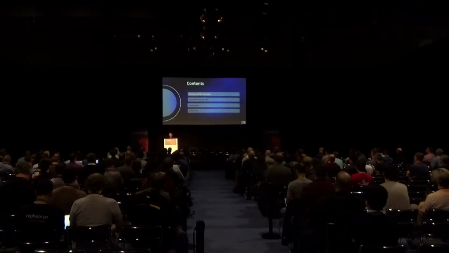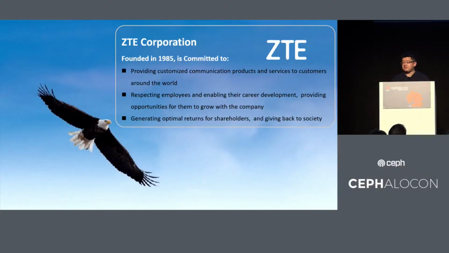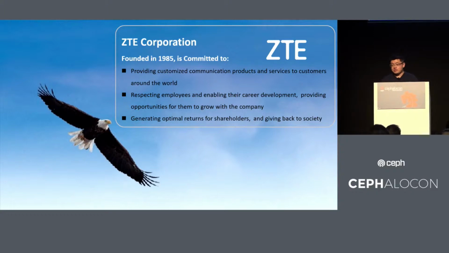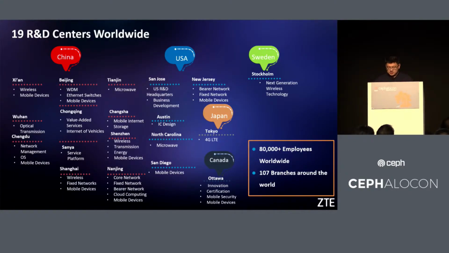Okay, just in case some of you have never heard of ZTE before, let me introduce ZTE Corporation, the small company, to you first. ZTE Corporation was founded in 1985. It is committed to providing communication products and services to customers around the world. ZTE currently has more than 80,000 employees, 107 branches, and 19 R&D centers around the world. Yeah, it's a small company.